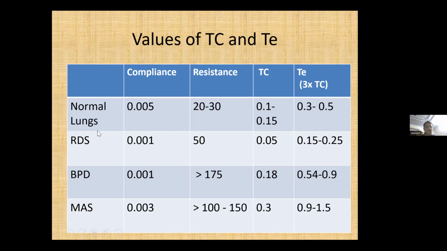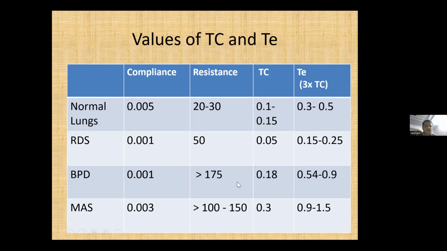ठीक है? So again, अगर सोचो if a child is having RDS जहाँ पे compliance is very low, resistance is little bit elevated, तो उसका time constant जो है 0.05 हो जाएगा. 0.05 is the time constant, means 3 times the time constant will be 0.15 to 0.25. इतना मुझे वेंटिलेटर पे एक्सपिरेटरी टाइम उसका सेट करना है.